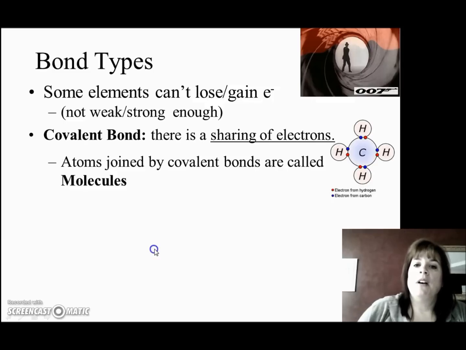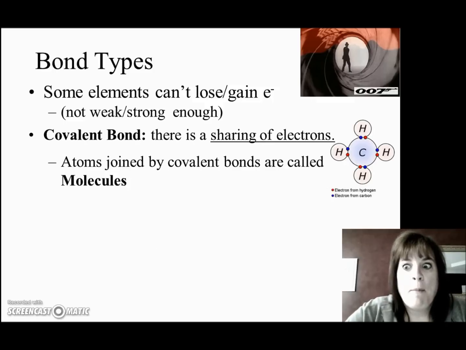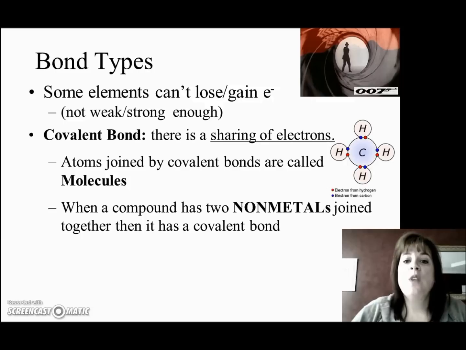So what type of elements do this? Well, first of all, we call them molecules when they're bound by covalent bonds. Remember, we're doing molecular nomenclature in this unit. That means they're two nonmetals bound together. So anytime you have two nonmetals bound together, you have a covalent bond.